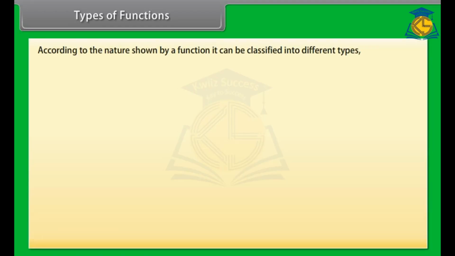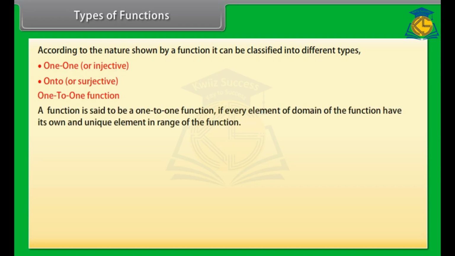Types of functions. According to the nature shown by a function, it can be classified into different types: one-one or injective, onto or surjective. One-to-one function. A function is said to be one-to-one function if every element of domain of the function has its own and unique element in range of the function.